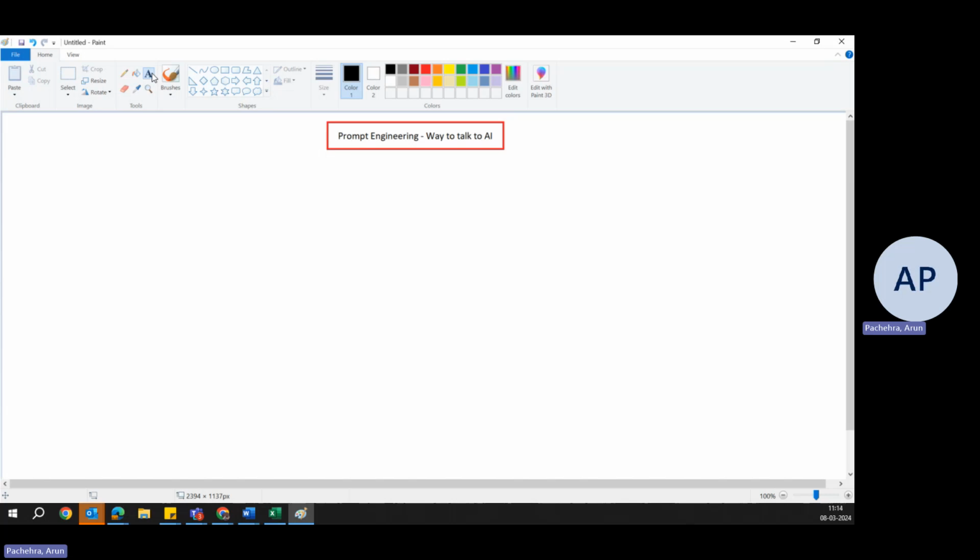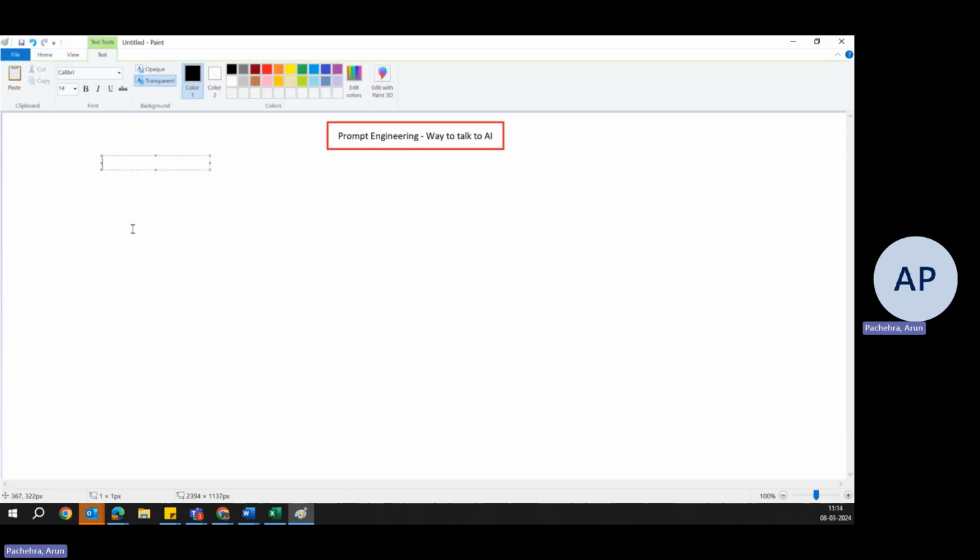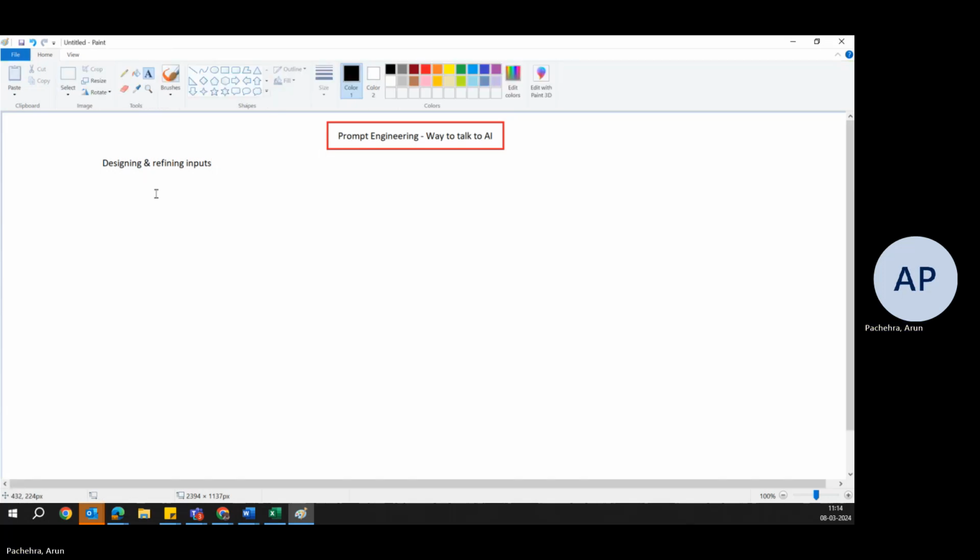If I have to define it here so that we can summarize at the end, it is all about designing and refining inputs. Inputs is what we are prompting to the AI, what inputs we are giving to the AI so that we will get the desired outputs. So prompt engineering focuses on this.